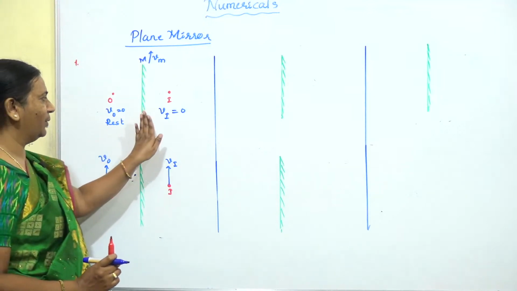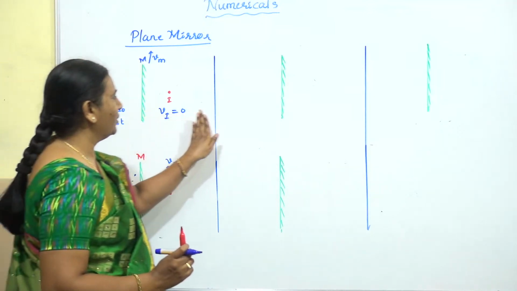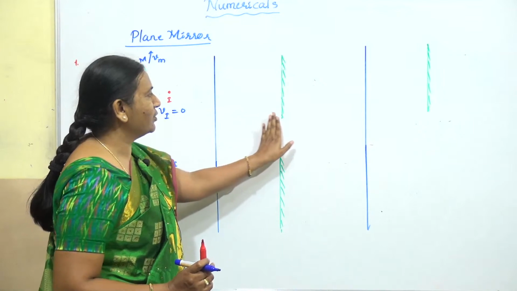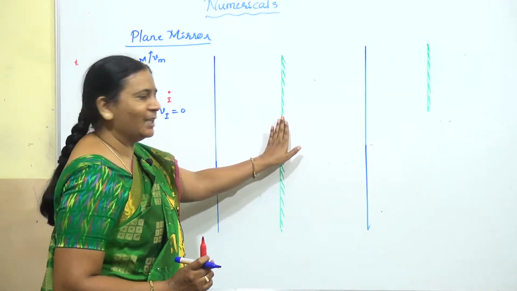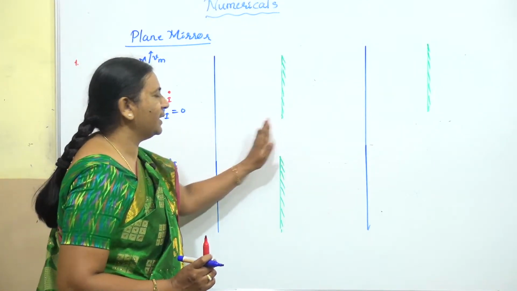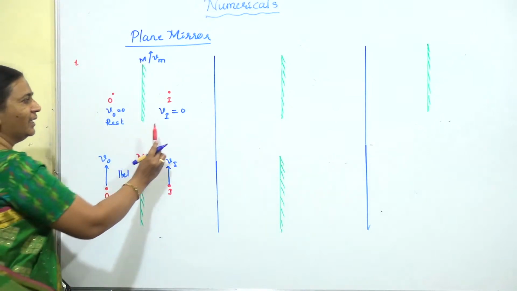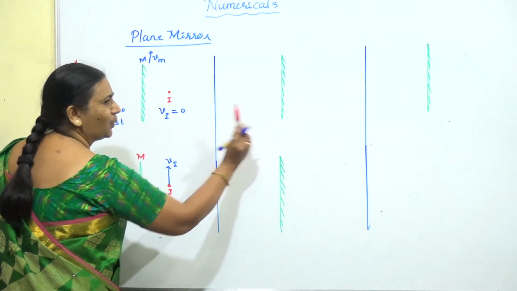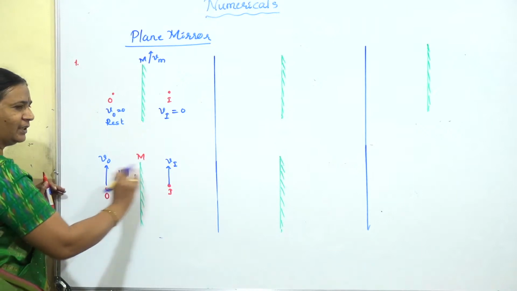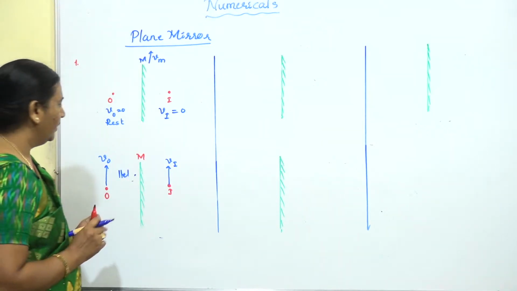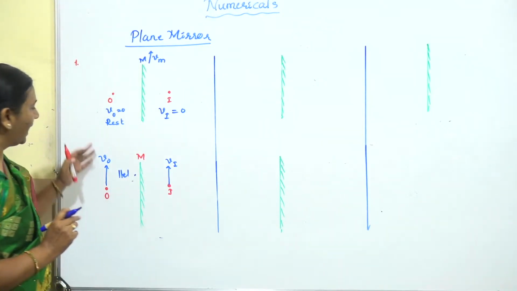I can just show my hand. If my hand is moving parallel to this, you can see that its image also should be at the same position. Meaning the image speed and the object speed are equal itself. Both the speeds are equal in this case. Now, what if it's moving parallel?